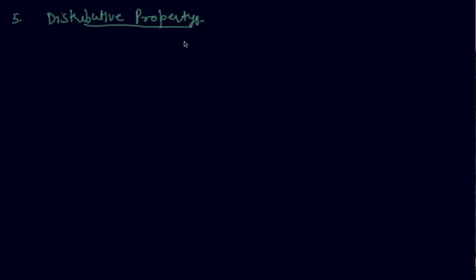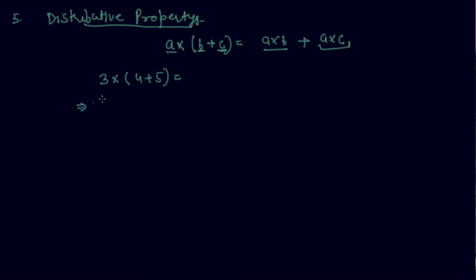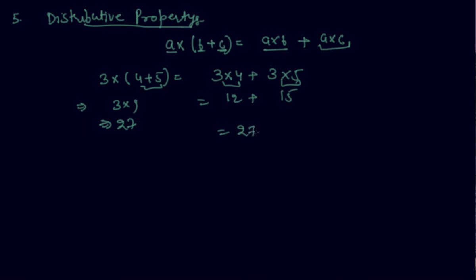Let me write one more property, which is the distributive property. Students, this property states that a into (b plus c) will be equal to a into b plus a into c, meaning we are distributing the number a over both the numbers. Let me give you one example. If I write 3 into (4 plus 5), if I solve this, 4 plus 5 is 9, and 3 into 9 will be 27. I can also write this as 3 into 4 plus 3 into 5. So on the LHS, 3 into 4 will be 12 plus 3 into 5 will be 15, which is 27. So this property also holds true, and this is called the distributive property.